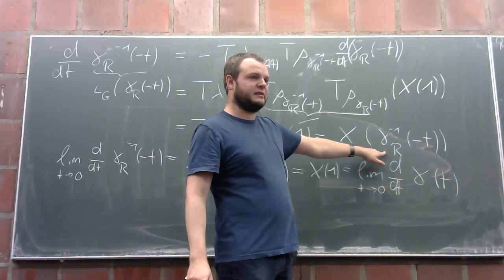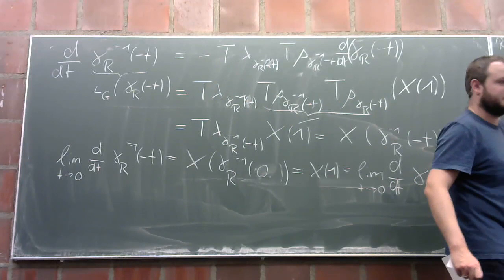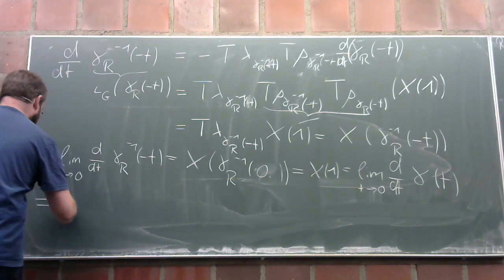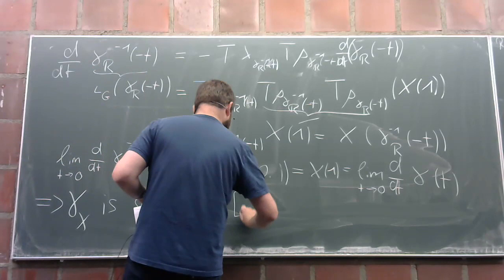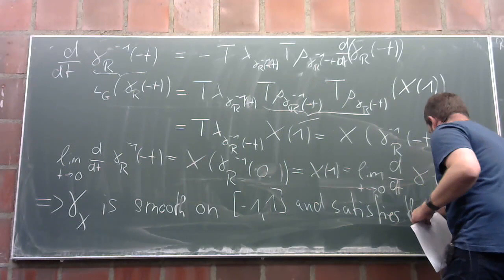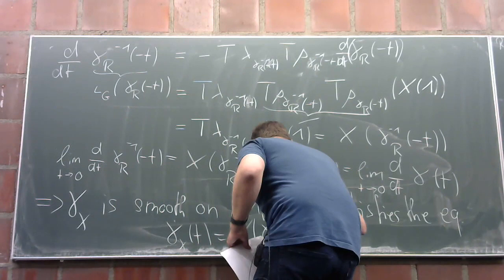We needed the curve which I put together here to satisfy the flow equation. On this part, the flow equation is clear. On this part, the flow equation was not clear, unfortunately, but this calculation shows that it holds. Therefore, gamma_x is smooth on the whole interval, and it satisfies the flow equation gamma_x dot of t equals X of gamma_x of t for all t in our interval.